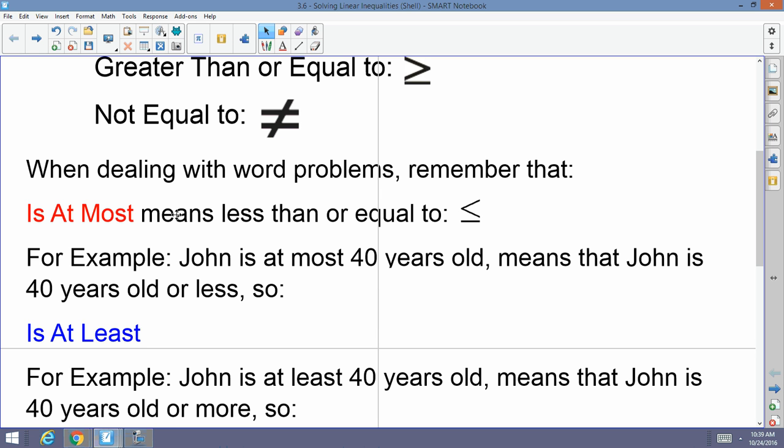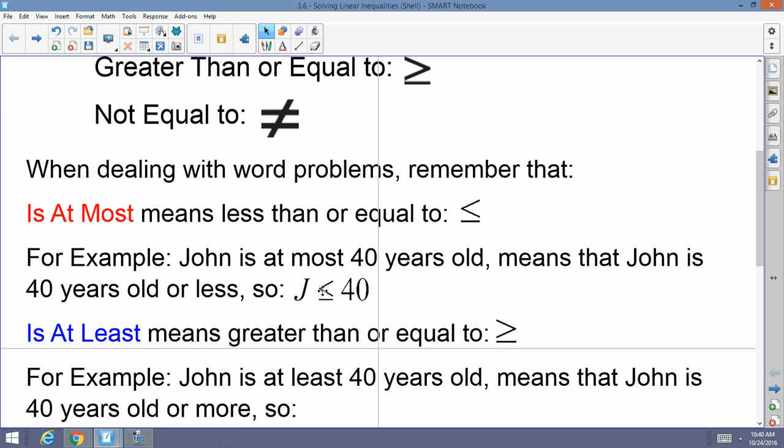"Is at least." What do you think "is at least" would be? That's exactly correct. It's going to be greater than or equal to. Same example: John is at least 40 years old. That means John is 40 years old or more, or older. So with "is at most," John would be less than or equal to 40. With "is at least," John would be greater than or equal to 40.